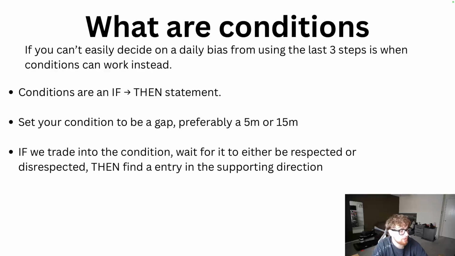On the days that it's not, and you're kind of conflicted, you can see price going either way, this is when we can use conditions. So what are conditions? If you can't find the daily bias, like I said in the last 3 steps, we'll set a condition. A condition is an if-then statement. If I see this, then I will do this. It's that simple. So you set your condition to be a gap, preferably a 5 or 15 minute. That's really all I use for conditions.